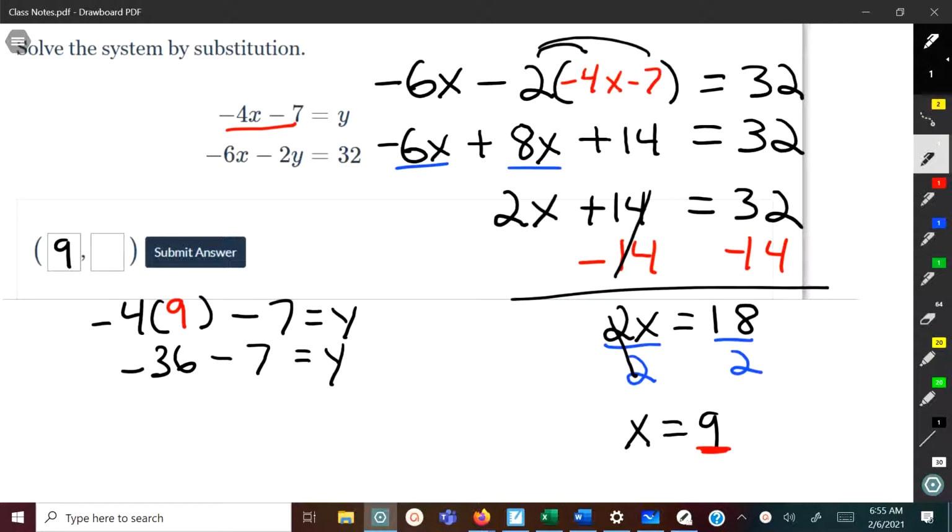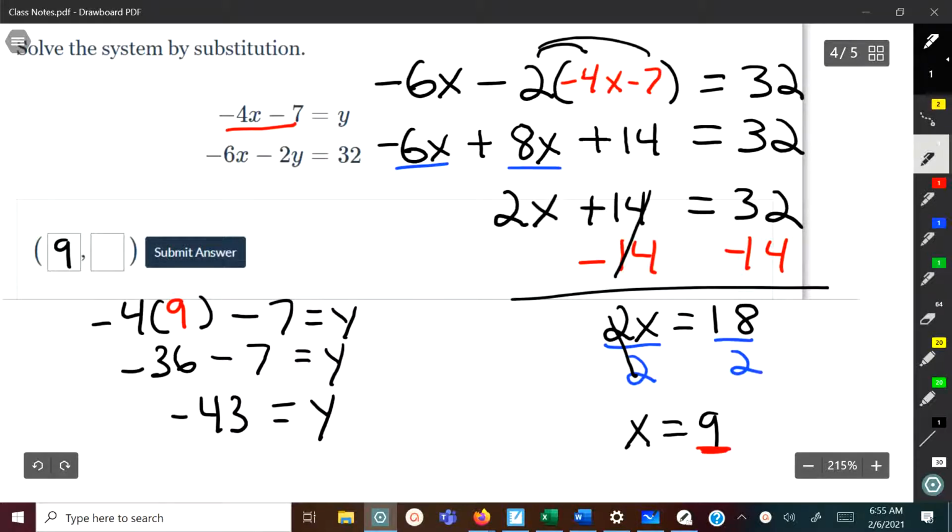And then same signs, find the sum. We're going to combine these here. You get negative 43 is equal to y. So now we know what the other number is. It is negative 43. So we have our whole point here, or ordered pair, 9, negative 43.